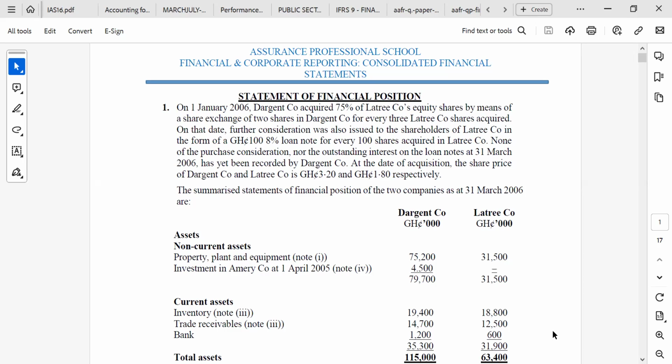So what you have to do is calculate a 3 month interest on the loan and take it from the profit of the parent. The parent is the one issuing the loan note. So we go to the retained earnings and calculate a 3 month interest and take it away from the group retained earnings of the parent.